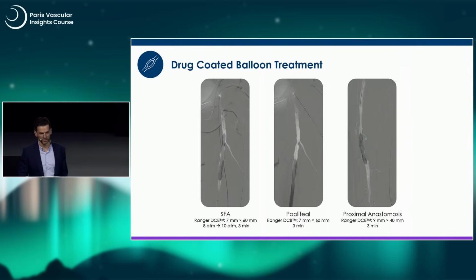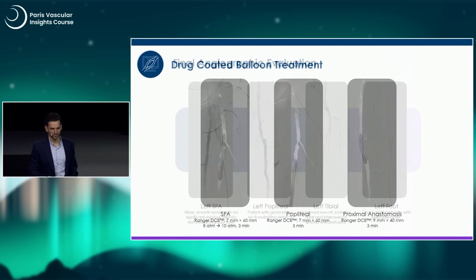And then finally, the treatment. After the vessel preparation, we used different Ranger DCB, 7 millimeter of diameter and 6 centimeter on the proximal part, and a 940 for the distal part, just at the level of the proximal anastomosis. Almost all the balloons were inflated for 3 minutes.